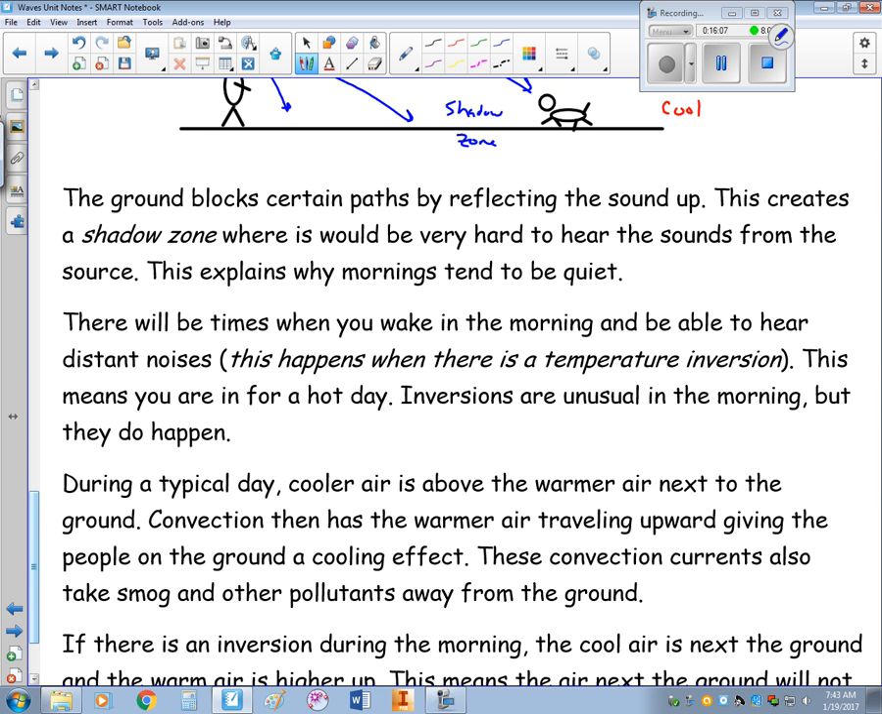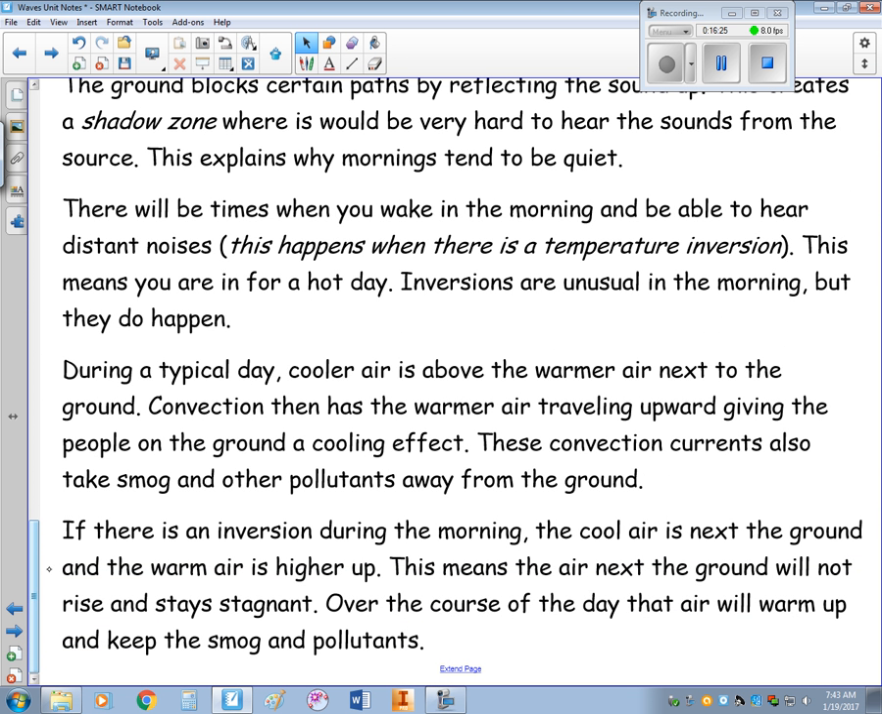Now, there's going to be times when you wake up in the morning and you're able to hear distant noises. This, again, happens during a temperature inversion. And this also means that you're going to be in for a hot day. Inversions are unusual in the morning, but they do happen. During a typical day, cooler air is above the warmer air next to the ground. Convection then has the warmer air traveling upwards, giving people on the ground a cooling effect. These convection currents also take smog and other pollutants away from the ground, which is nice.